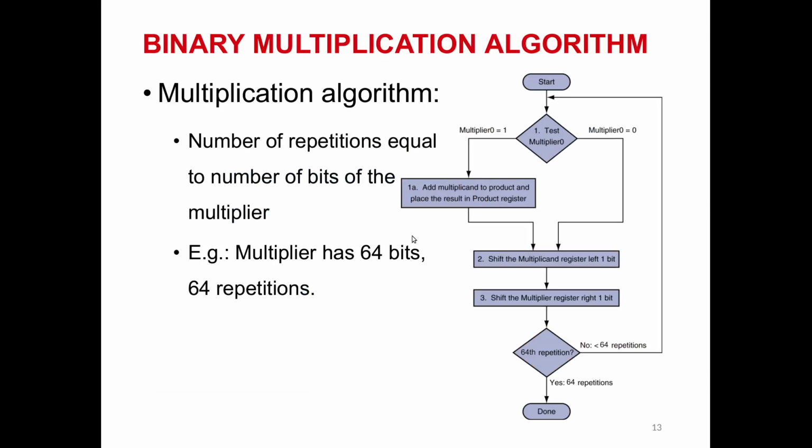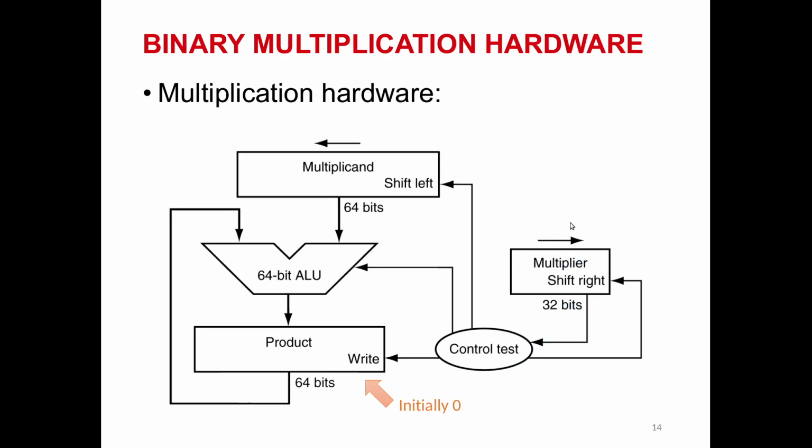So looking into this, this is the summary for this algorithm. You can see that you will need to initialize the number of repetitions by the number of bits of the multiplier. For example, if you have 64 bits multiplication, you will need 64 repetitions, and that's why here it is written down as 64th repetition before you are done. And this is the simple hardware for that algorithm.